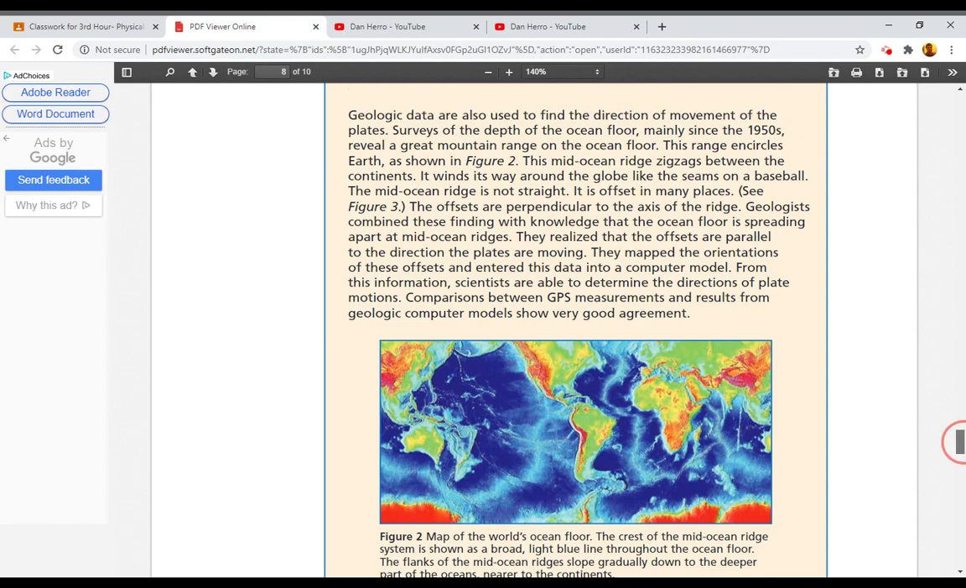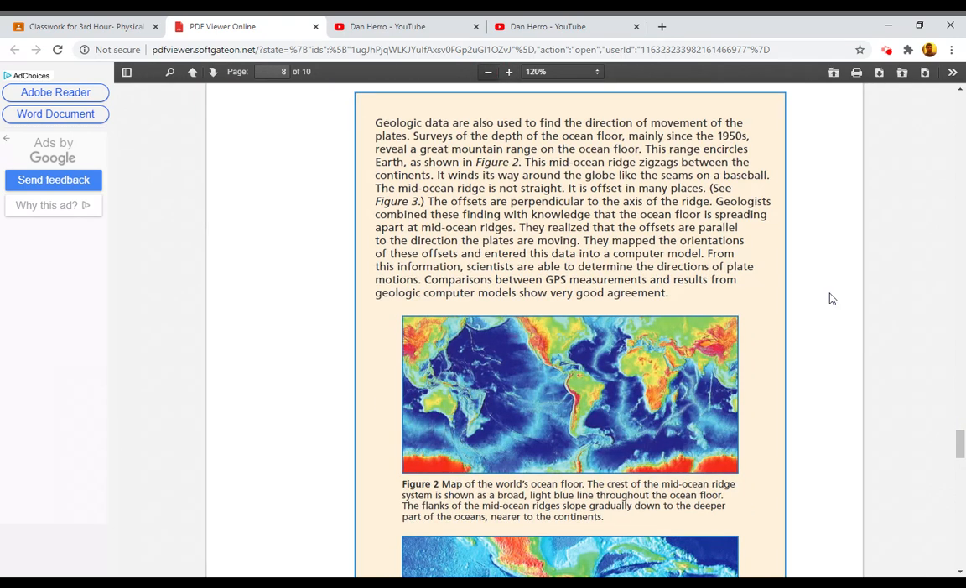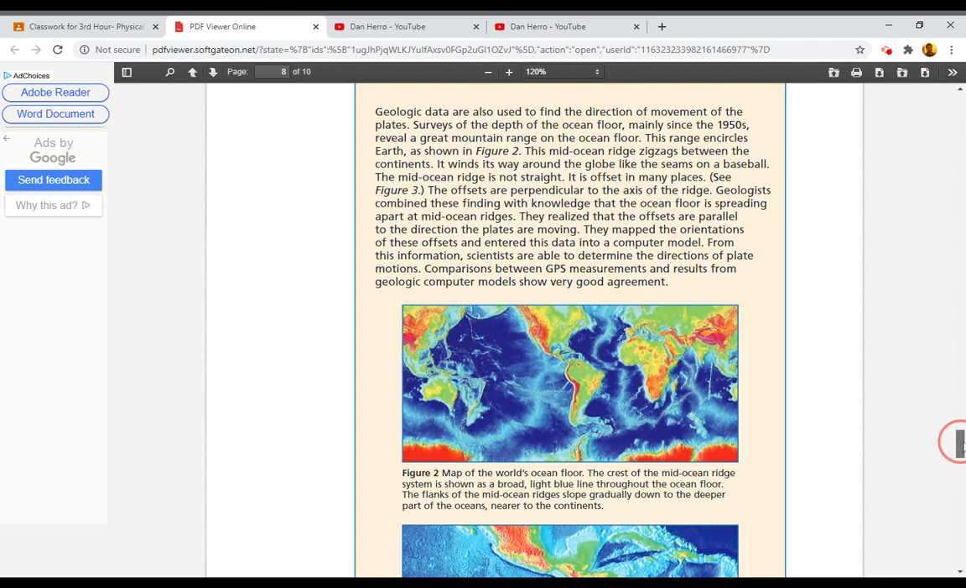I want to be able to see at least one of these figures while we read, and then I'll show the other one. I might even zoom out a little bit just so we can see more. Okay.